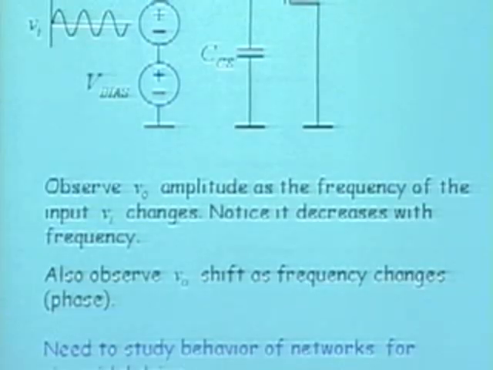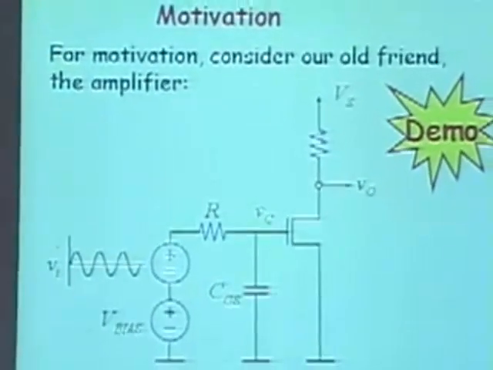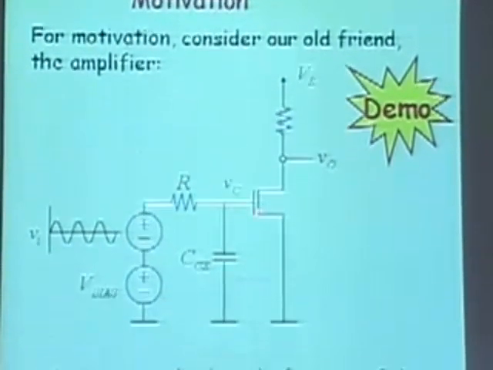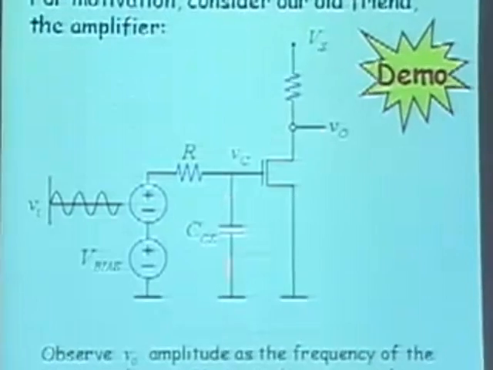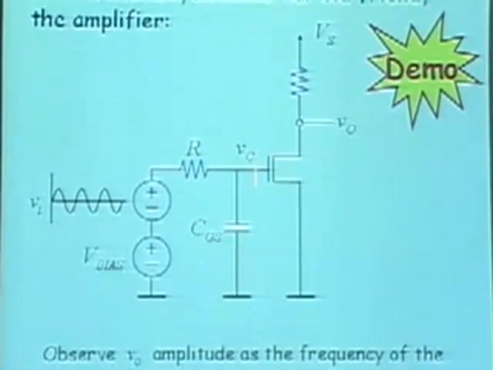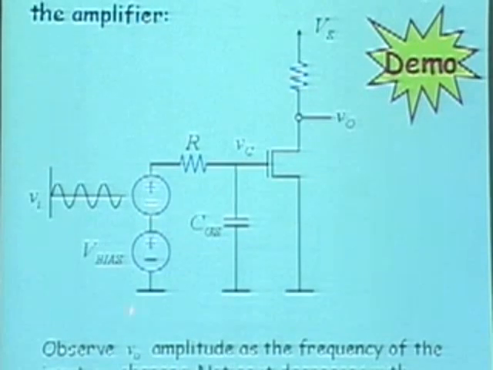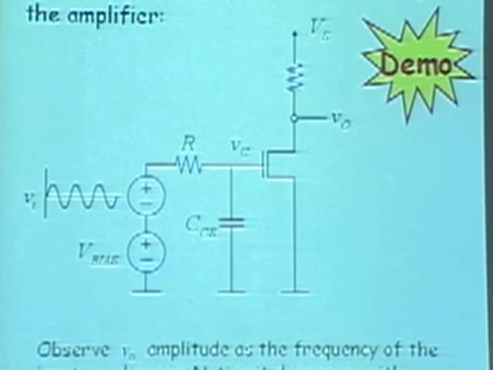To motivate this, what I'd like to do is consider your amplifier. This is our friend, the amplifier circuit. Even though this is an amplifier, I'm using a MOSFET here. And the MOSFET, as you know, has this gate capacitance CGS. I'm explicitly drawing it out for you here. And I'm going to drive this with a bias voltage plus some small signal VI.